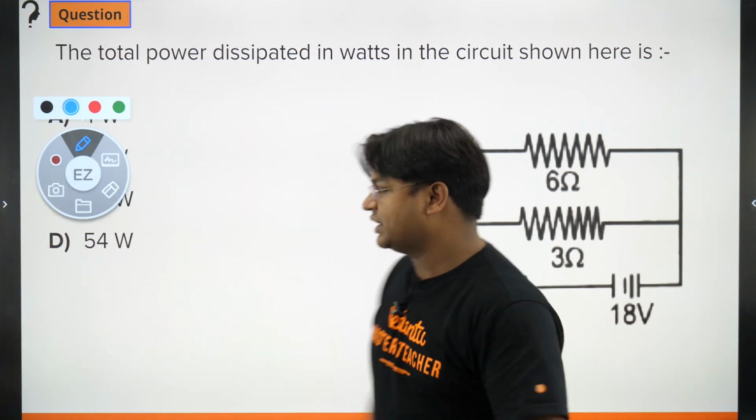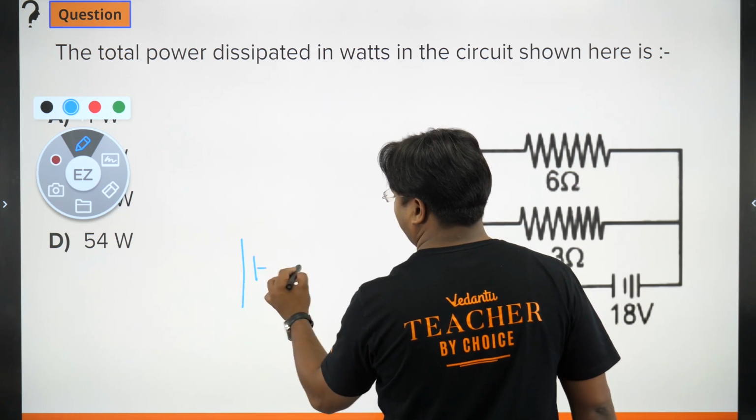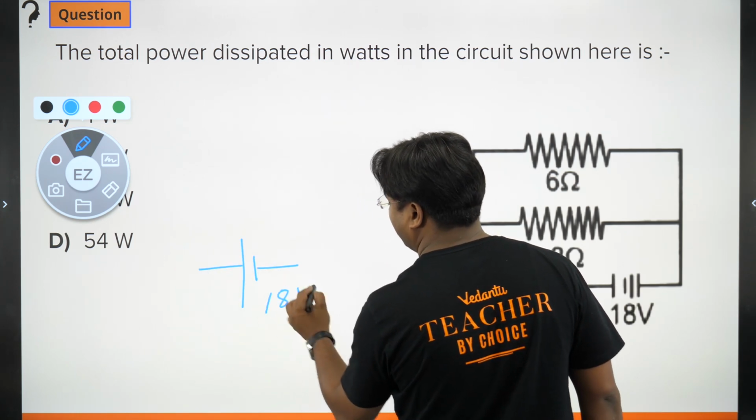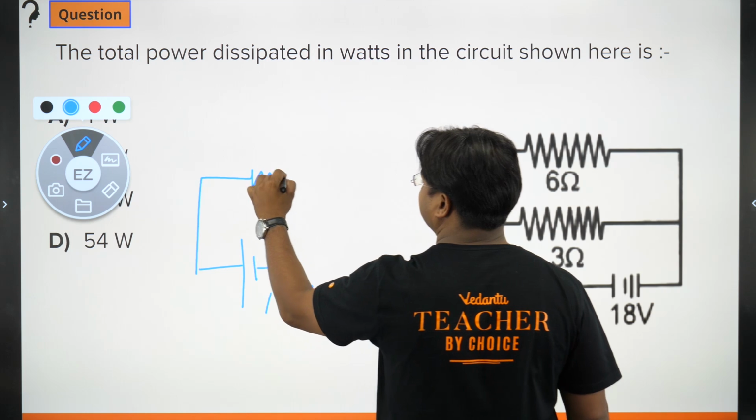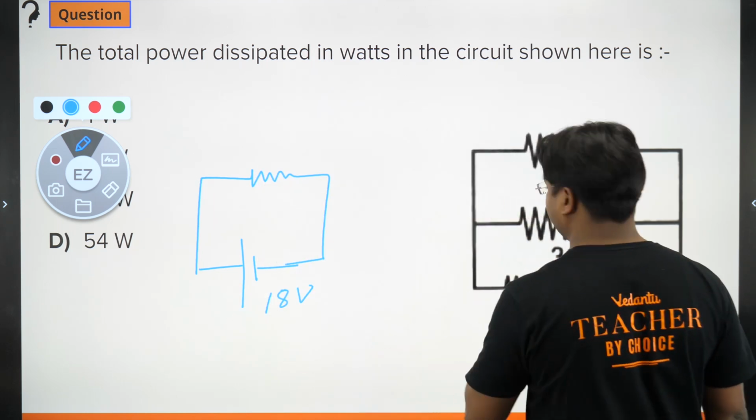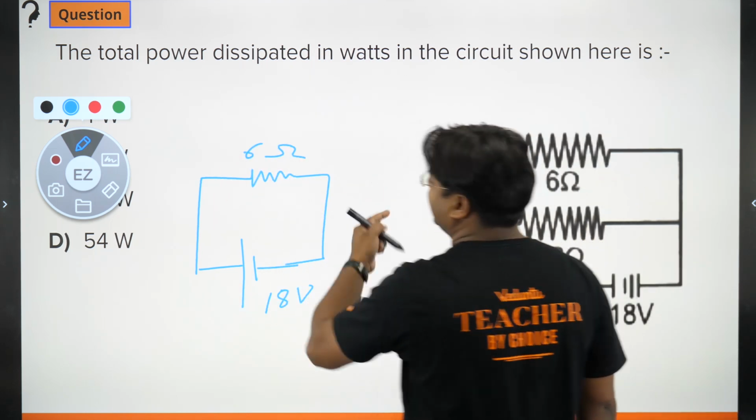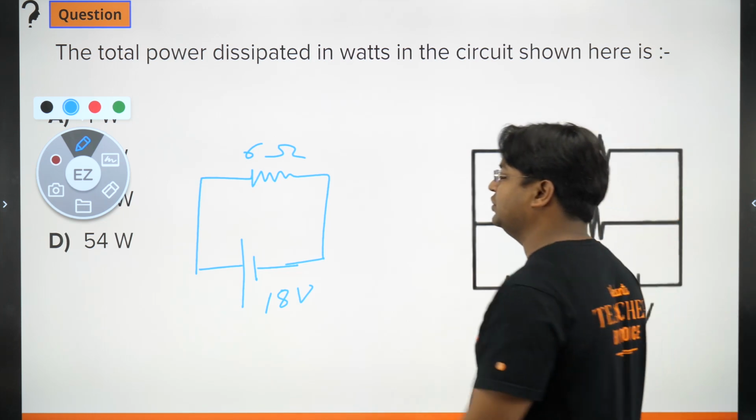We can draw the circuit like this, that we have a battery of 18 volt and this is connected to a single resistance of value 6 ohm. So what do you think, guys? In this case, what will be the current flowing through the circuit?